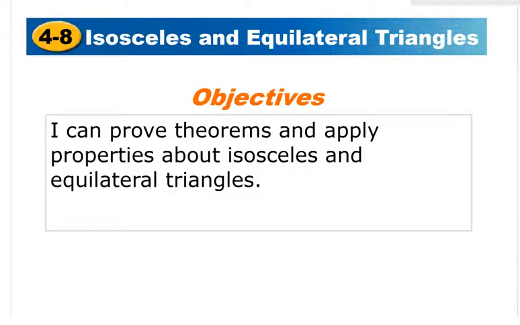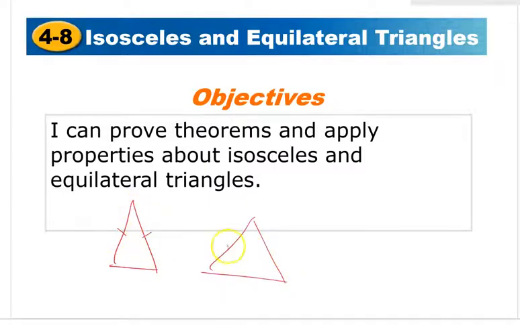Welcome to section 4.8. Our objectives are I can prove the theorems and apply properties about isosceles and equilateral triangles. This lesson should be fairly easy because we already know a lot about isosceles and equilateral triangles. Just remember, isosceles triangles are like that ice cream cone where two sides are congruent, and equilateral triangles are the triangles where all the sides are congruent.